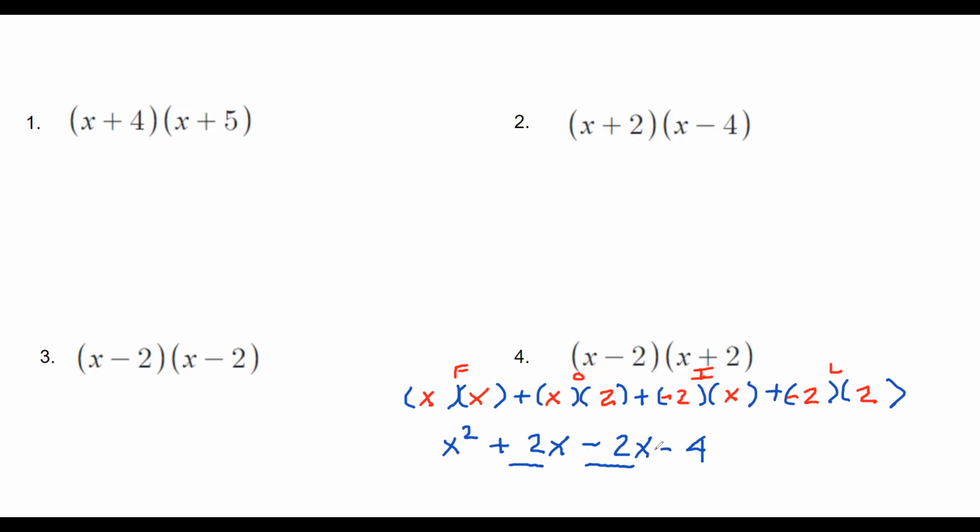So there is going to be no x term in this case, and our answer will be x squared minus 4. And again, the reason for that is that plus 2x and minus 2x completely cancel each other out, and they leave us with just the x squared and the minus 4. And that will always happen if we're subtracting and adding the same number. We'll be left with just 2 terms in our answer.